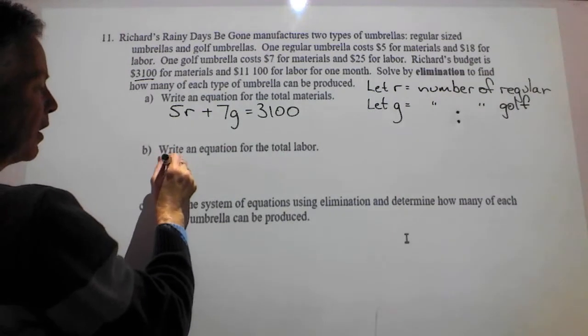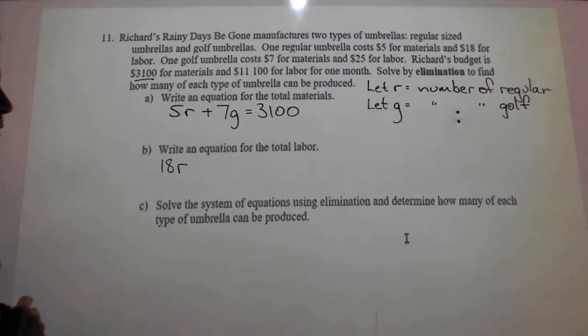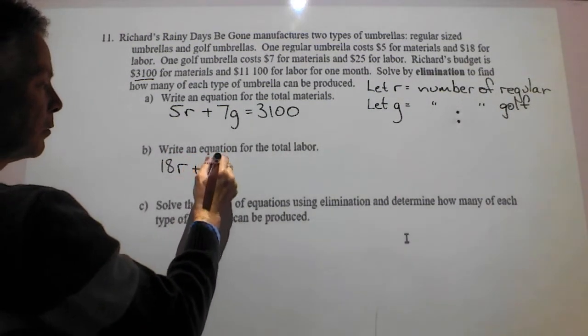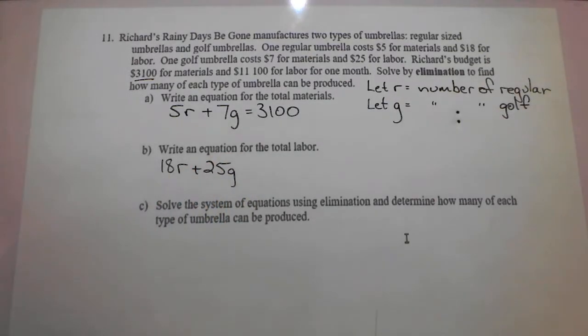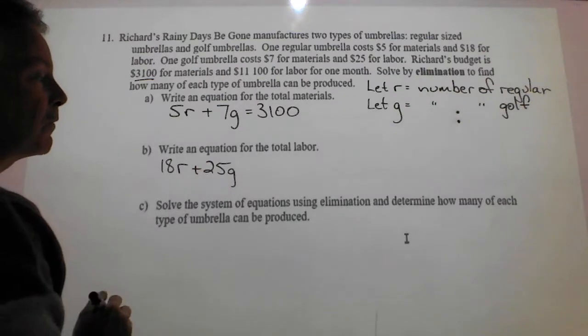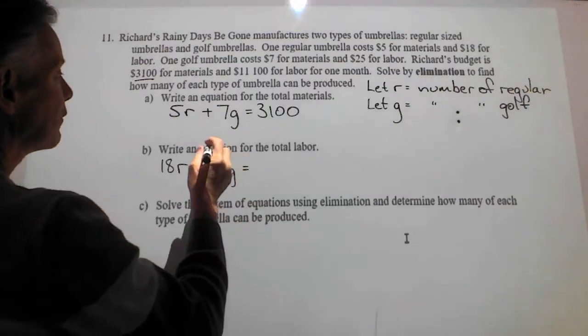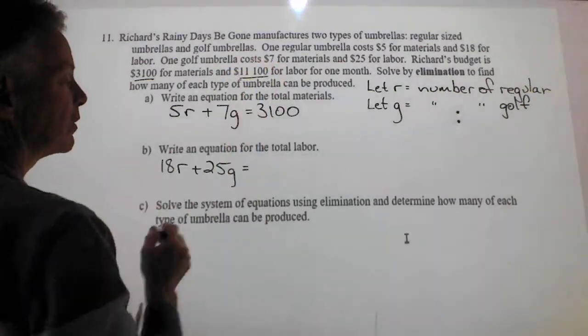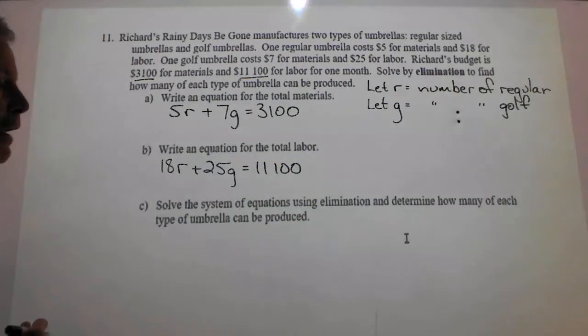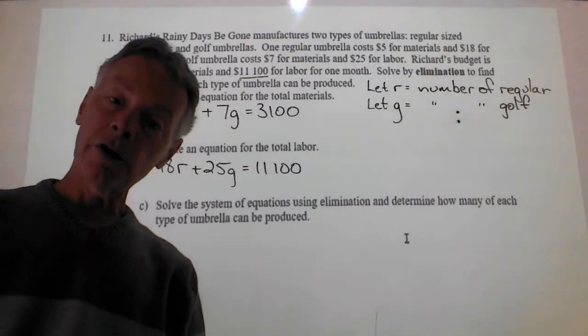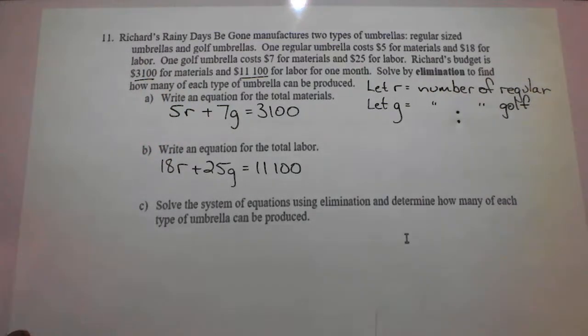A similar equation for labor becomes 18R, right? Because it costs $18 for labor on each umbrella, plus 25G, because a golf umbrella requires more labor, $25 per golf umbrella, and I have a total of $11,100 that I can spend on labor. What do you know? We have our two equations. Okay? Solve the system using elimination and determine how many of each can be produced.